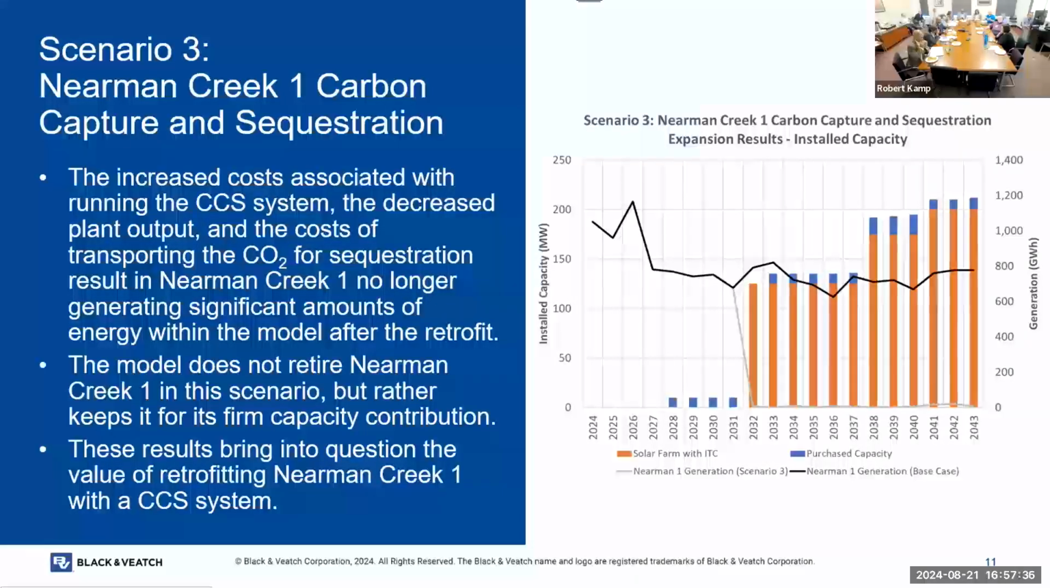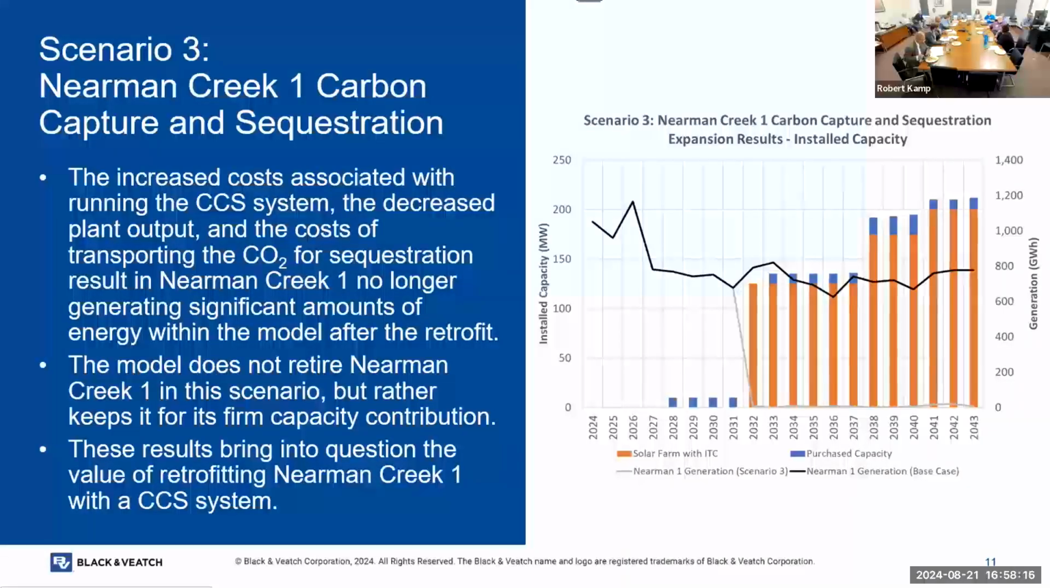These increased costs of running the carbon capture system, decreased output, and the costs of transporting the carbon dioxide offsite for permanent storage result in Nearman Creek 1 no longer really being economic to dispatch. You can see again, there's that black line showing the Nearman Creek 1 generation in the base case, and then the gray line is the generation expected in scenario 3. The capacity factor drops down to less than 1%.